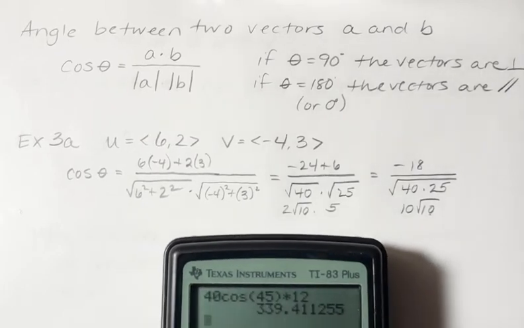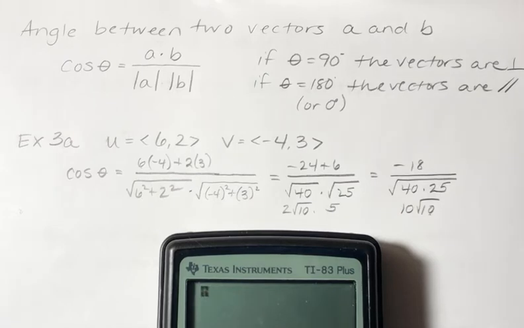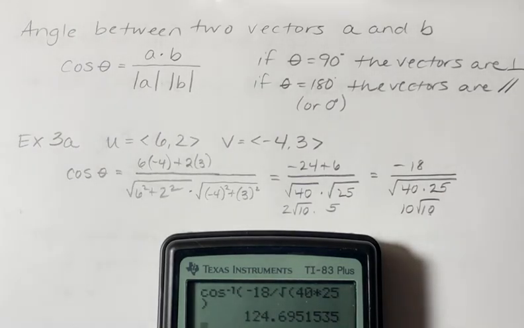So I am going to do the inverse cosine of that. Negative 18 divided by the square root of 40 times 25. So I get 124.7 degrees.